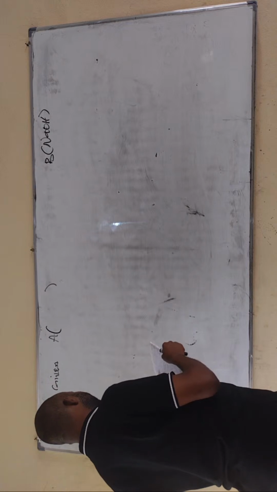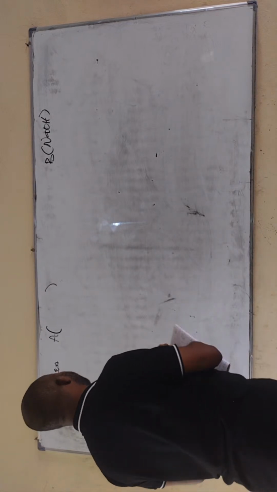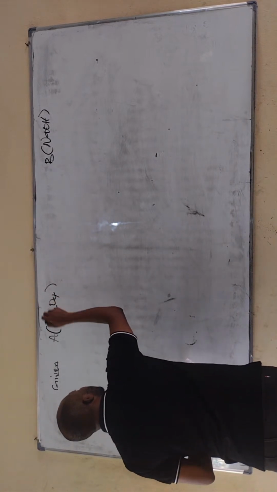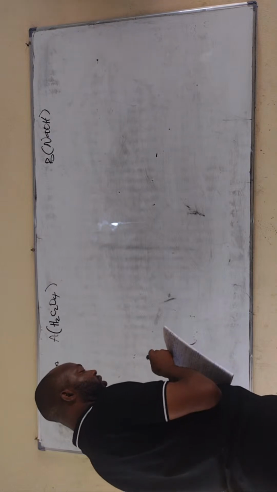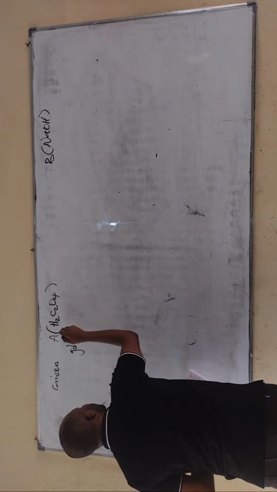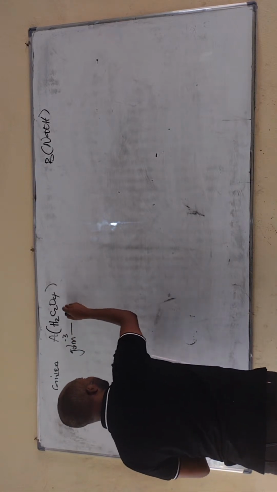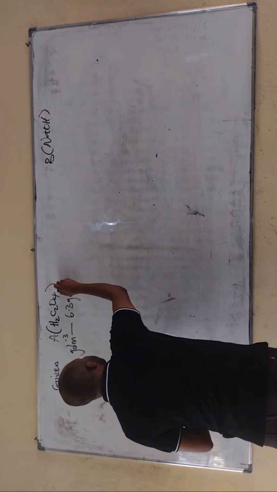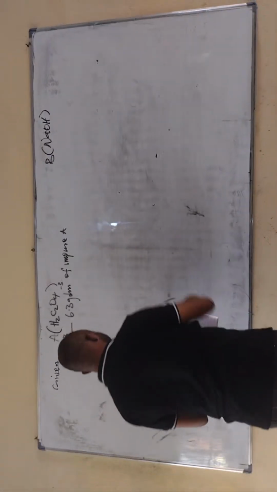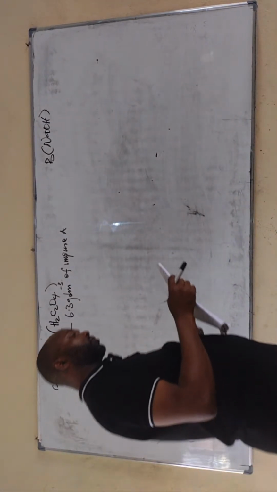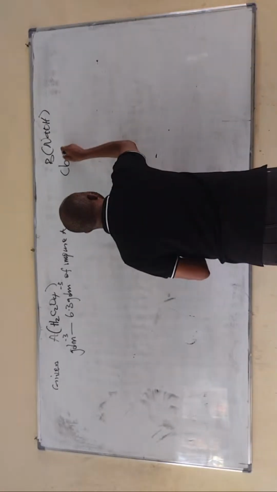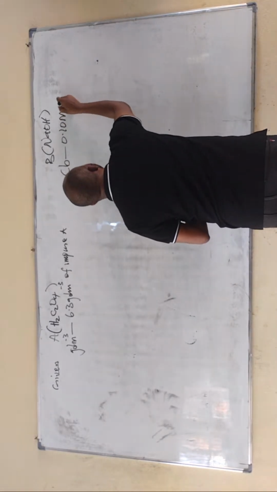Here is a solution containing 6.3 of impure ethanedioic acid. So this is our H2C2O4, that's our ethanedioic acid, and it contains 6.3 g per dm cube. So the mass concentration of impure ethanedioic acid A is 6.3 g per dm cube. B is a 0.10 mole per dm cube. Concentration of the base is 0.10 mole per dm cube.